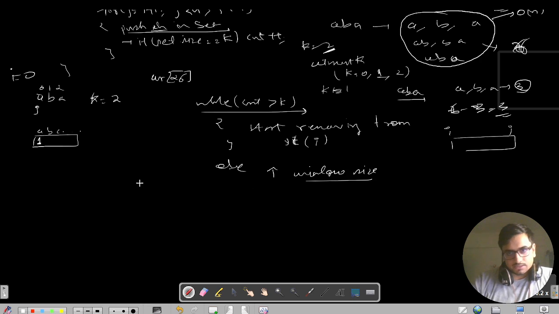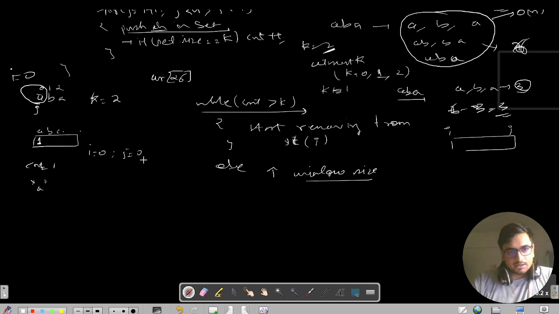Okay, let us see now what is happening. For a, what is the count here? The distinct characters count is still 1, so it is not greater than 2, not greater than k. So we need to include all the possible substrings formed using this particular window, right? So I equals 0 and j equals 0. When I and j are pointing to the same position, how many possible substrings can I form using just this character a? Only one substring is possible, that is a.